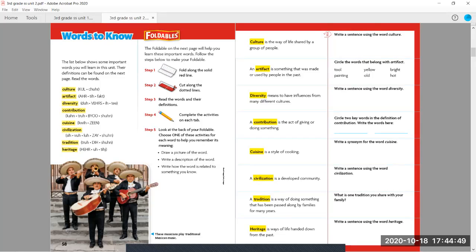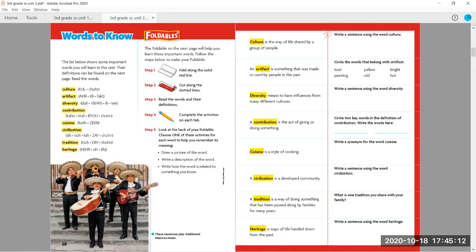Your first word is the word culture. Culture is the way of life shared by a group of people. Over here, write a sentence using the word culture. Your second word is artifact. An artifact is something that was made or used by people in the past. So anything that was part of their life before is considered an artifact.